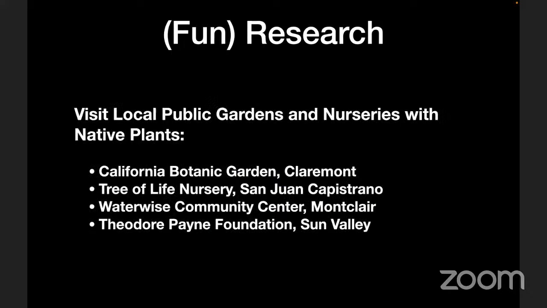And then also you can check out native gardens. So the largest one and closest to us is the California Botanic Garden in Claremont. Tree of Life Nursery has some native plantings. Waterwise Community Center, that's our demonstration garden. We have a number of native plantings as well. And in most of these places, a lot of the plants are labeled. And then Theodore Payne Foundation, around their nursery, they have lots of native plantings as well.